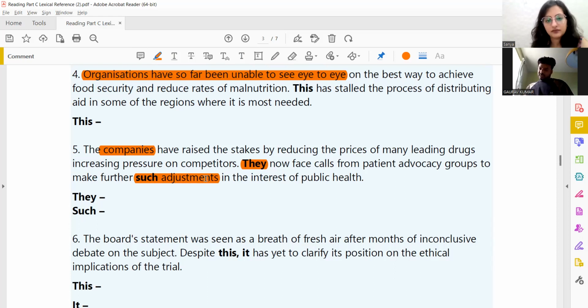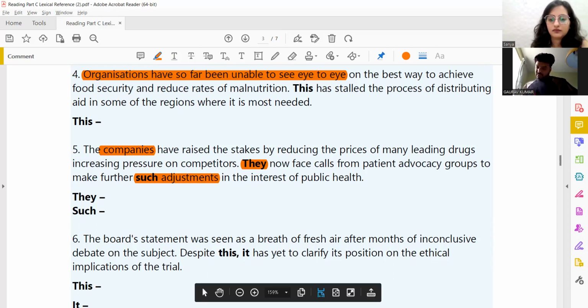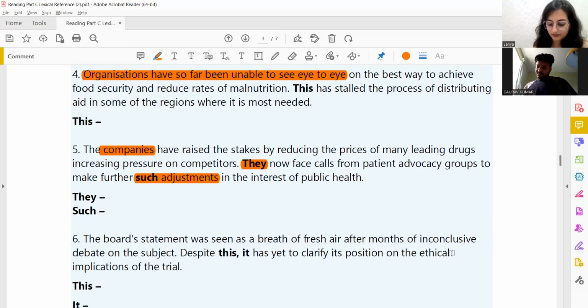Such adjustment means... So what is raise the stakes? So I think that the reducing the price. Yes, exactly. That's one of the adjustments, the price. Adjustments like reducing the price. Exactly right.